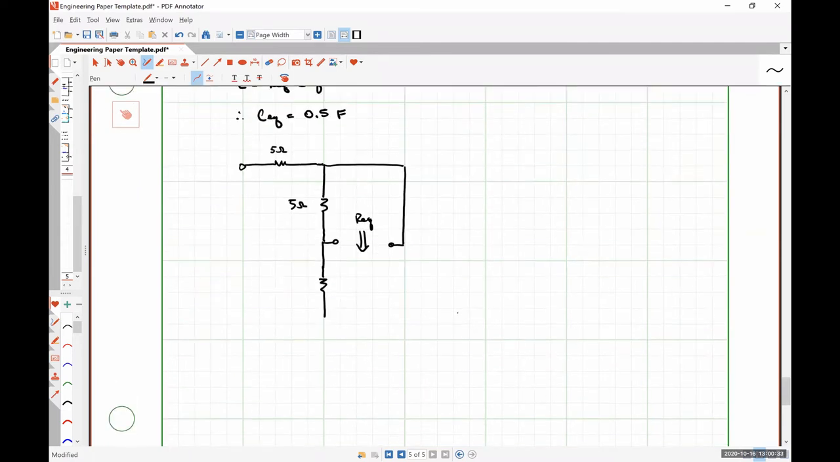Here we have a 10 ohm resistor. Here we have another 10 ohm resistor. And then finally, we have our other 5 ohm resistor that was tied to the bottom of the current source. So what is the equivalent resistance that the capacitor sees?